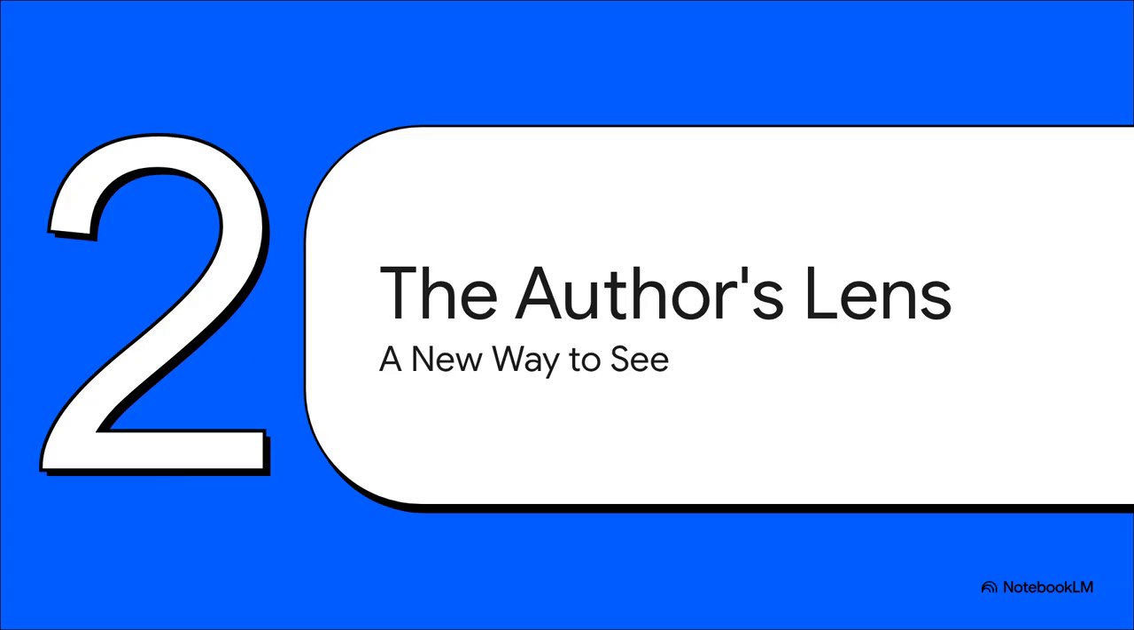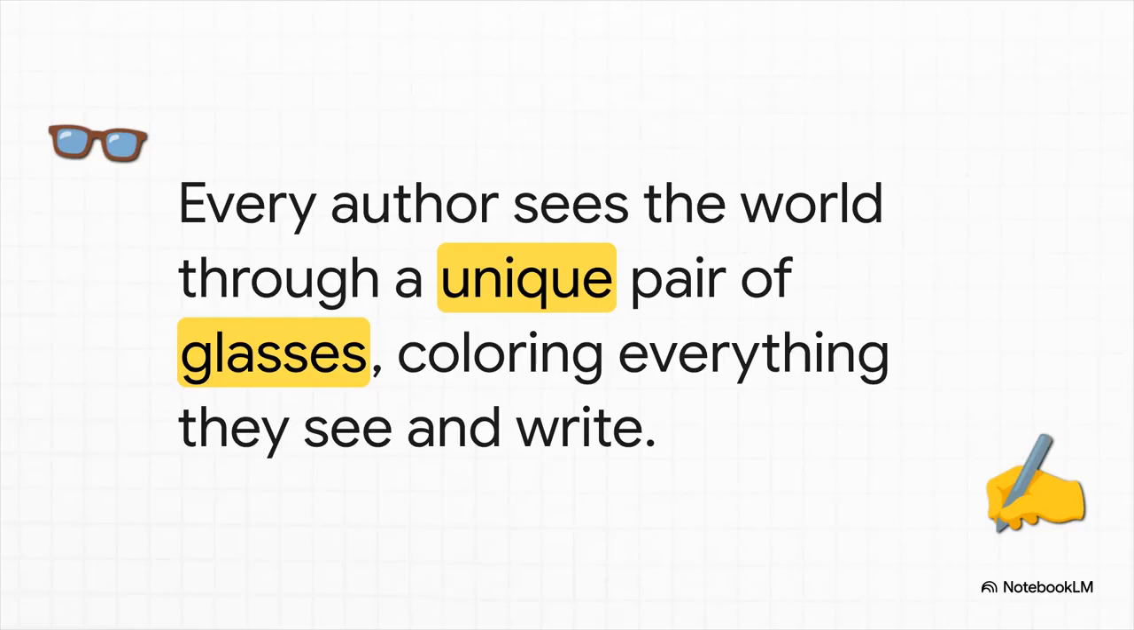So, how do we do that? Well, we're going to use this really powerful mental model, a whole new way of looking at a text. Let's call it the author's lens. I want you to imagine this. Every single person who writes, a journalist, a novelist, you name it, is wearing a unique pair of glasses. And these glasses, they color and focus everything they look at, which means they color and focus everything they write about.